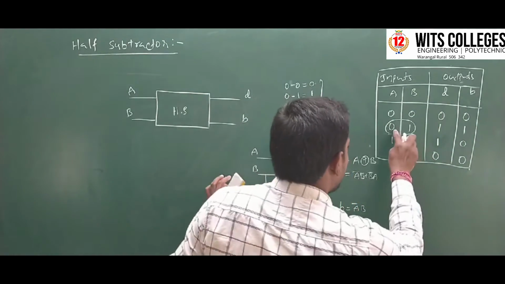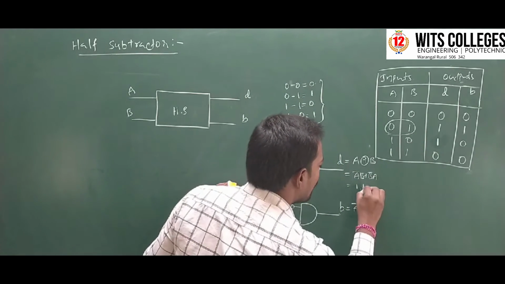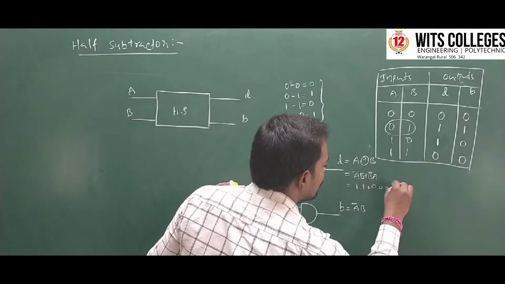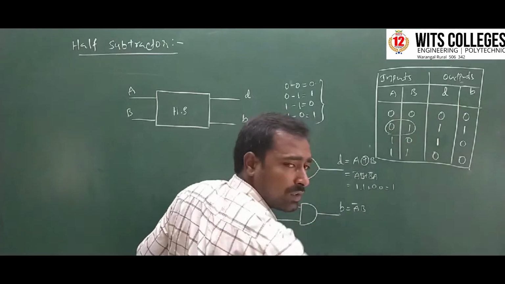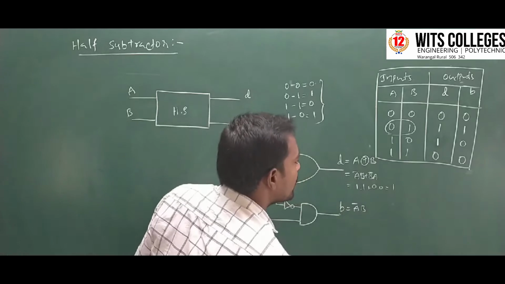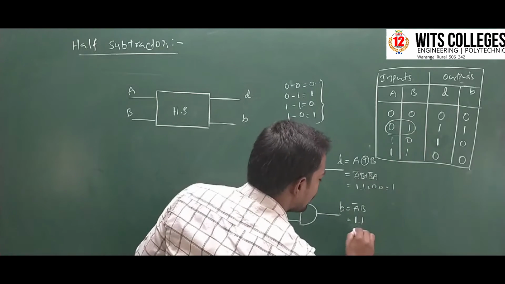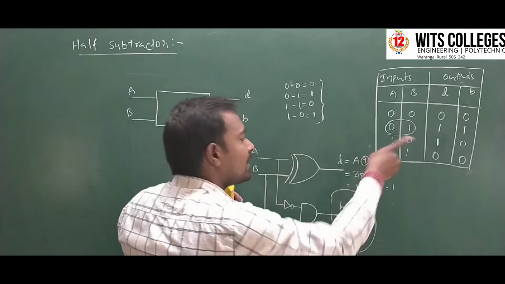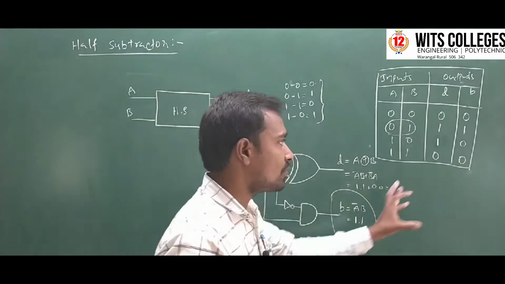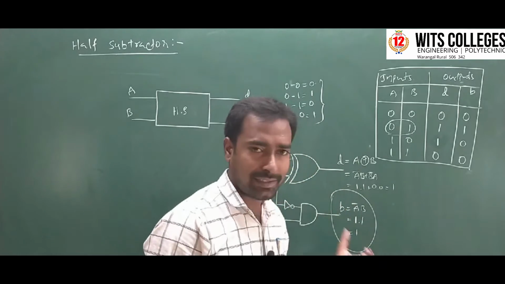Okay, so here A bar, that is 0 complement, is equal to 1, into B is equal to 1, plus B bar, that is equal to 0, and A is equal to 0, that is equal to 1. So the difference is equal to 1 here. Okay, and again for the borrow, here A bar into B, A is equal to 0, 0 complement 1 here, and B is equal to 1, into 1 that is equal to 1. So by the truth table and by using the logic Boolean expression also, this is proved, that this is the truth table for the half subtractor here.